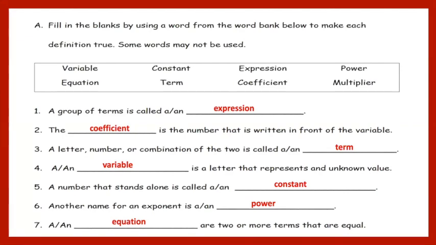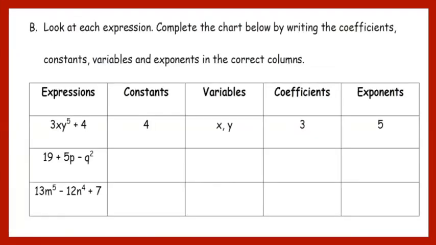So we're going to do another set of questioning to make sure that you have it all down pat. So B says, look at the expression. Complete the chart by writing the coefficient, constant, variable, and exponent in the correct column. We have to break down the expression into the different columns. Our expression says 3x plus 3xy to the fifth power plus 4. Now we know that 4 is the constant.